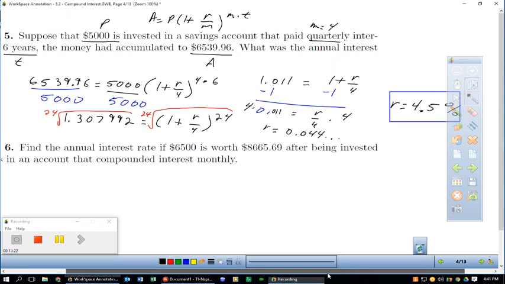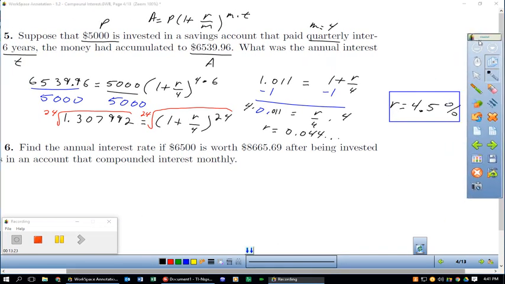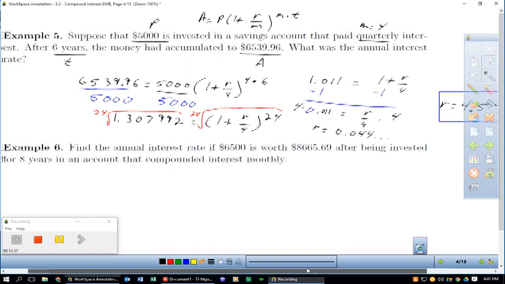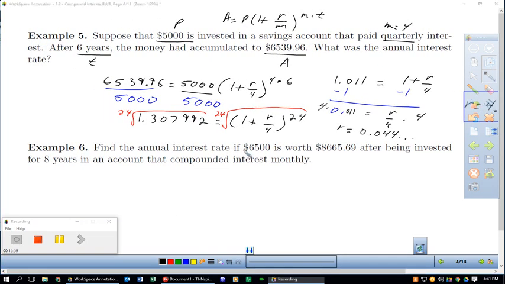Okay. Our next problem, example 6. Find the annual interest rate if $6,500 is worth $8665.69 after being invested for 8 years in an account that compounds interest monthly. So first, there is the deposit amount. There's P. It's worth this much. That's the future value. Invested for 8 years. That is our T value. And it corresponds in an account that compounded interest monthly. So M is 12.